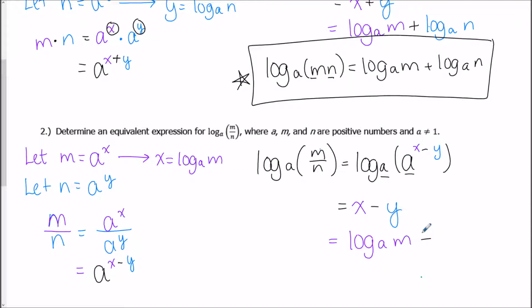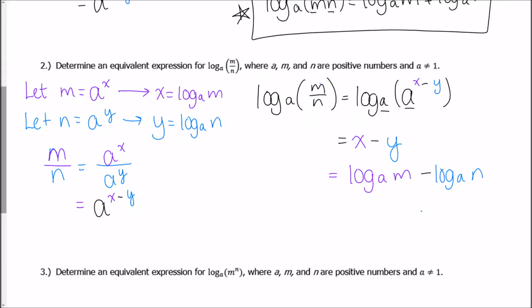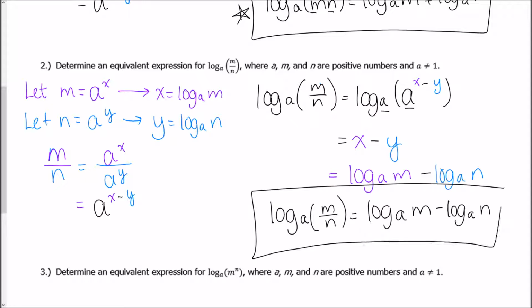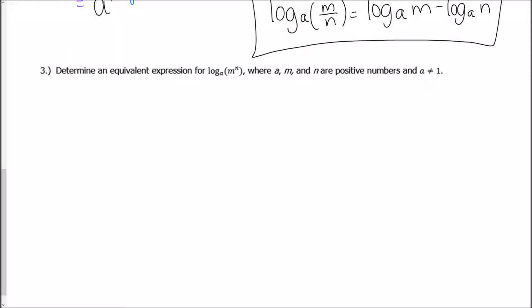And then minus right here, if I were to isolate the y here, it would be y is equal to log base a of n. So this is log base a of n. Okay, so we have a second property, or a second law, where log base a of a quotient is equal to log base a of the numerator minus log base a of the denominator. So here is our second property, or our second law of logarithms.